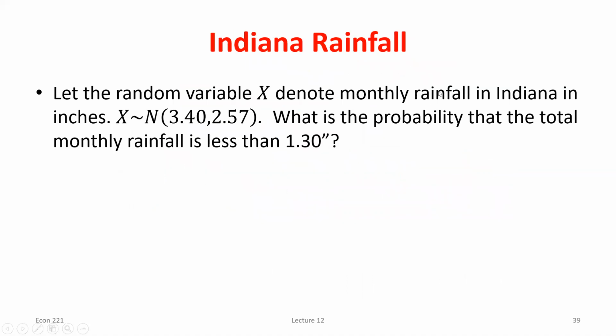So let's think about it. We have monthly rainfall, and over that time period, the average monthly rainfall they saw in 2012 was 1.3 inches. If we know that on average, monthly rainfall is 3.4 and has a variance of 2.57, what's the probability that we see total monthly rainfall be less than 1.3 inches this year?